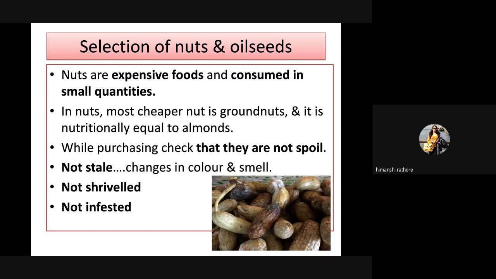So before purchasing them, you have to keep in mind that they are not spoiled. There is no outer growth, any kind of microbial growth over there. There should not be any changes in color. Like if you can see, the groundnut color which is shown in the picture is not good. So the seeds should not be shriveled, and they should not be infested with any insect. So these are the points which you have to keep in mind while purchasing the nuts and oil seeds.